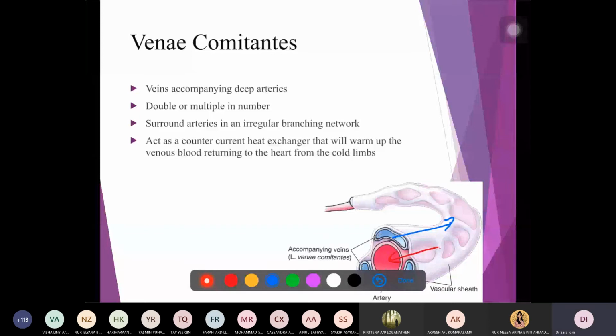So this acts as a countercurrent heat exchanger that will warm up the venous blood returning to the heart from cold limbs. So it ensures that the blood that goes back into the heart, into the core of your body, will be warm. If not, your core body temperature can be reduced by the return of cold blood from your peripheries.